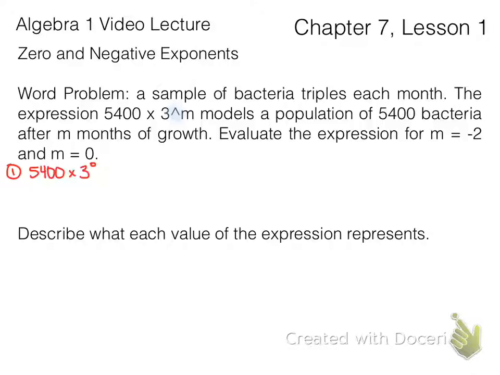I'm going to do the m equals 0 first. So here you go. We have 5,400 times 3 to the 0 power. Well, 3 to the 0 power is 1. So 1 times 5,400 is 5,400 bacteria. So at the very beginning, at the 0 month, before the month even started, we have 5,400 bacteria.